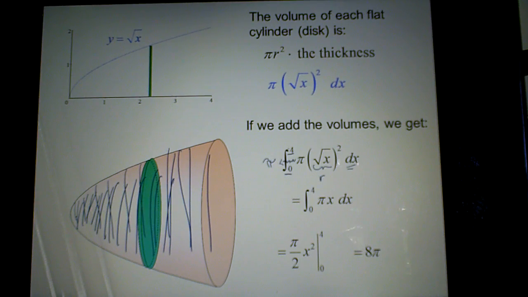If you have a calculator and you want to multiply that times pi, make sure that you round to 3 places past the decimal, or you can just leave it as 8 pi. Exact answers are always right. If you choose to round, you must round to at least 3 places past the decimal.